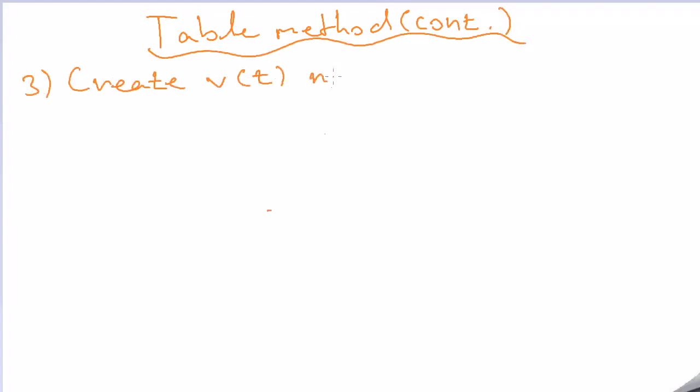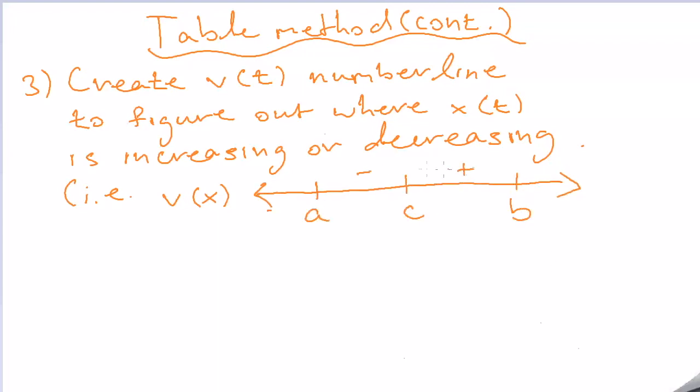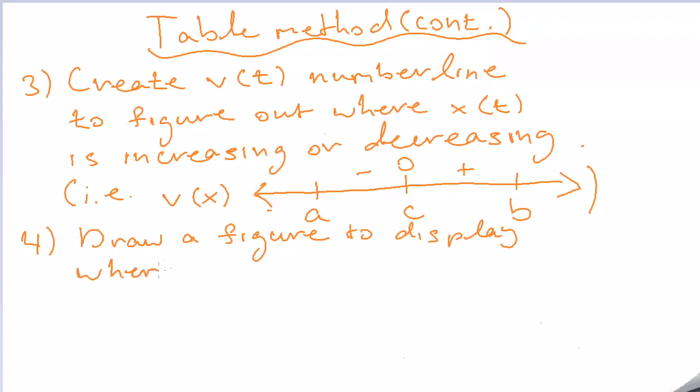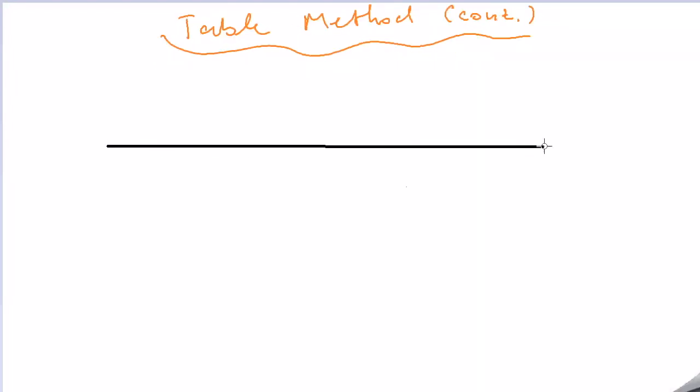The next step is to create a number line for the function v of t, which is the derivative of x of t that you just took. Now we're going to use this to figure out where x of t is increasing and decreasing. One such graph is shown here. Now, the next step is to draw a figure to display where the object travels left and right. It'll look something like this.